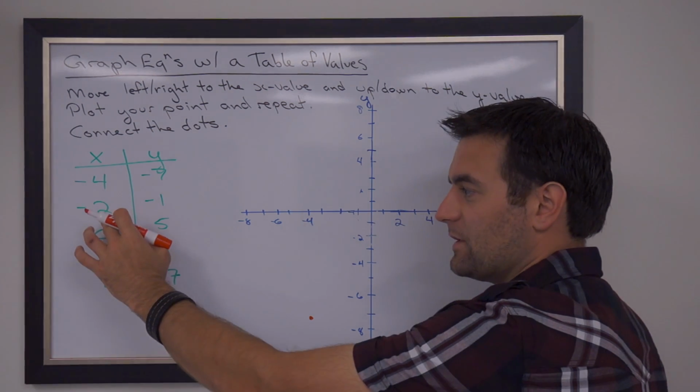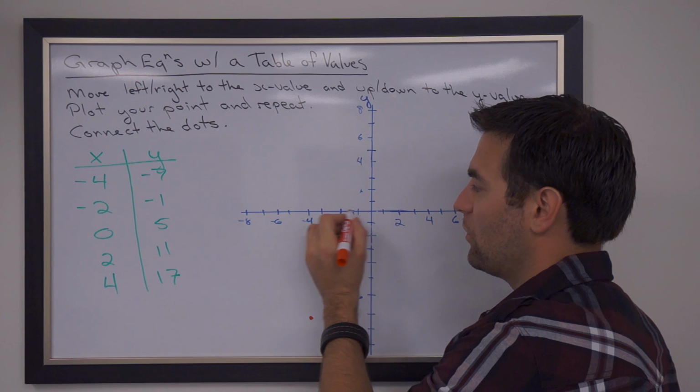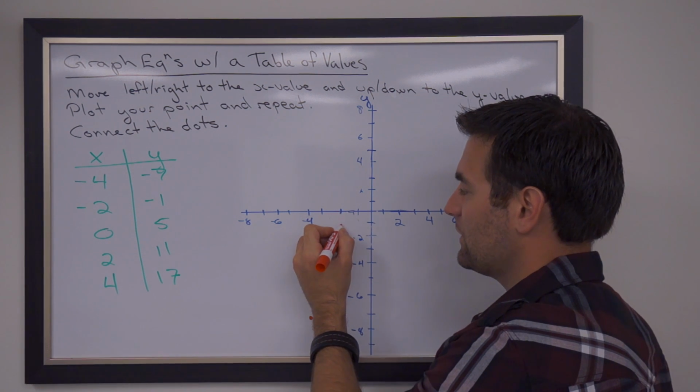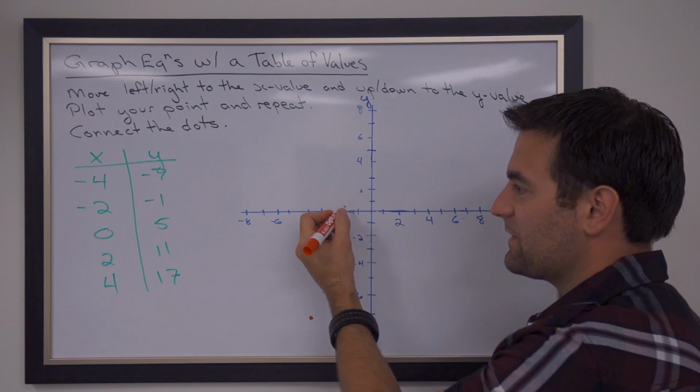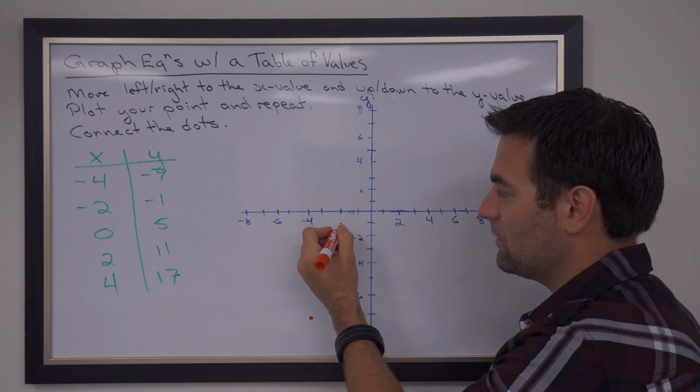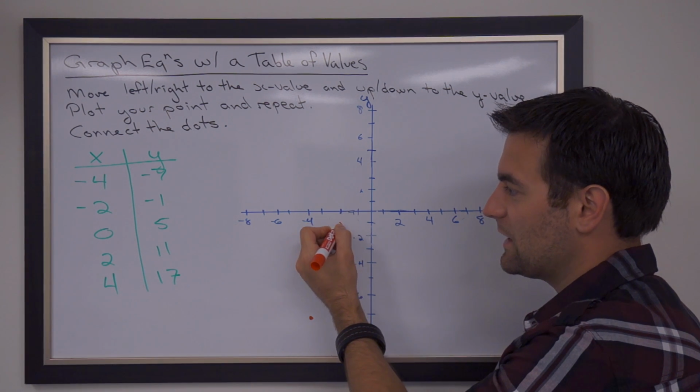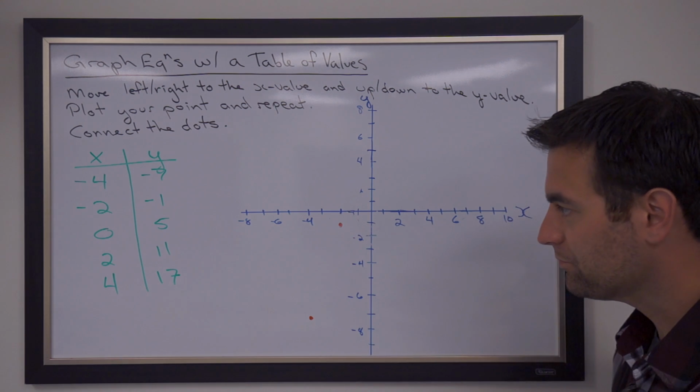Next point is -2 and -1. So I move over to -2 and down to -1. I don't put a point here at -2 or -1. I put it at the actual matching coordinates, -2 and -1.